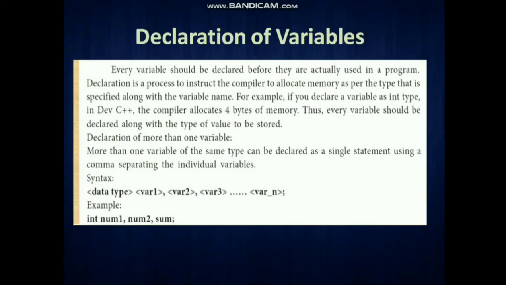Declaration of a variable. Whenever we declare a variable in a program, we have some memory allocated to it, which will be storing the values. To declare a variable, we must use a fundamental data type. What are those? Int, char, float, double, and then void. These 5 data types we use to declare our variables. That syntax we have to see.